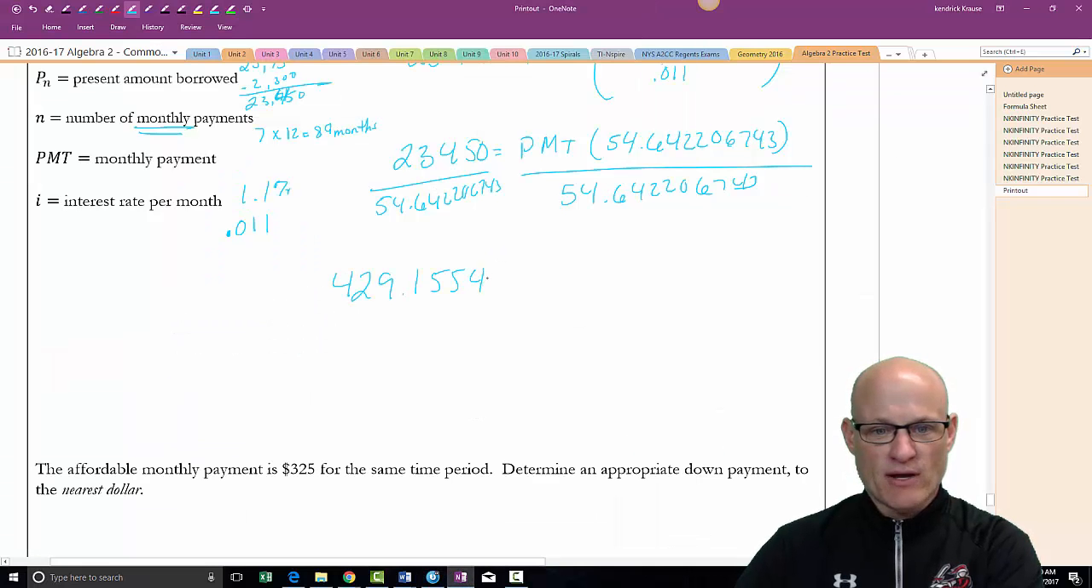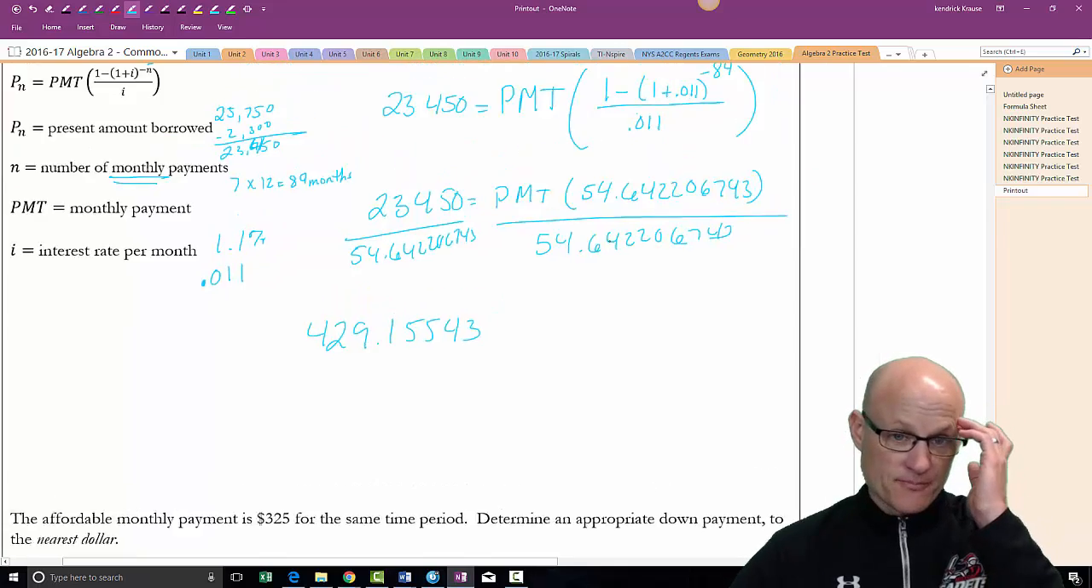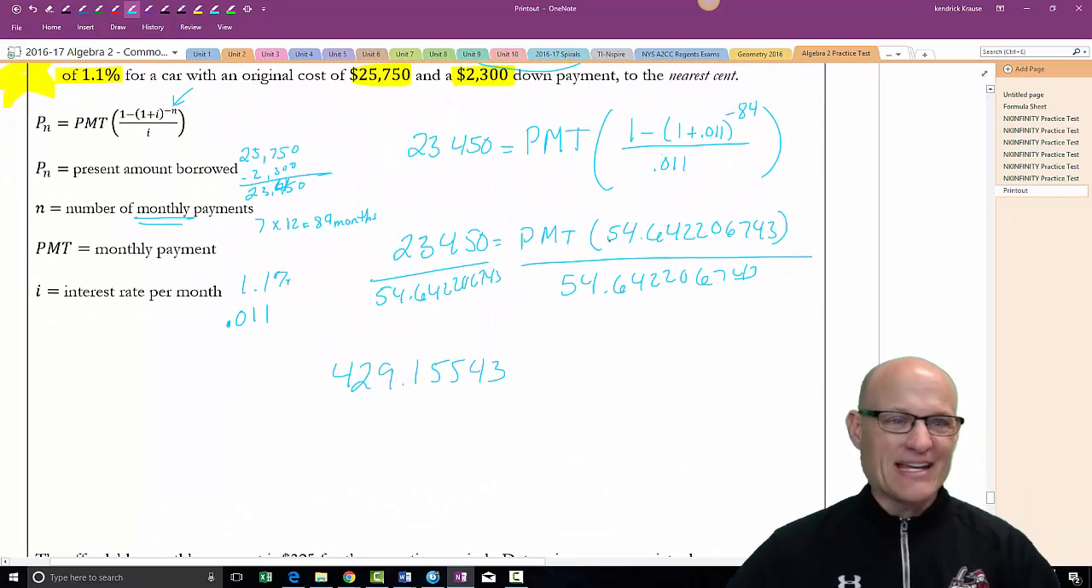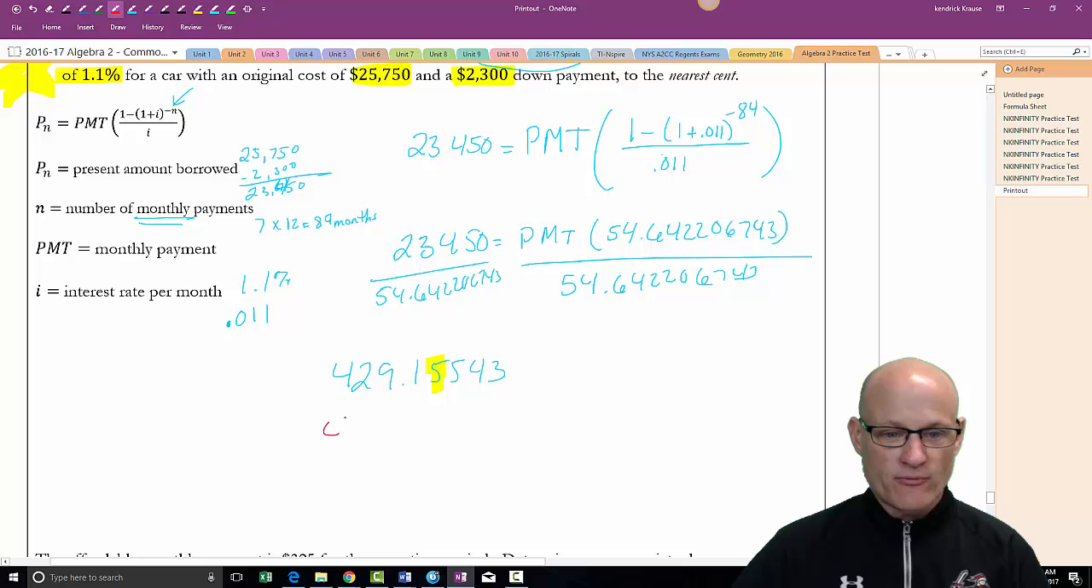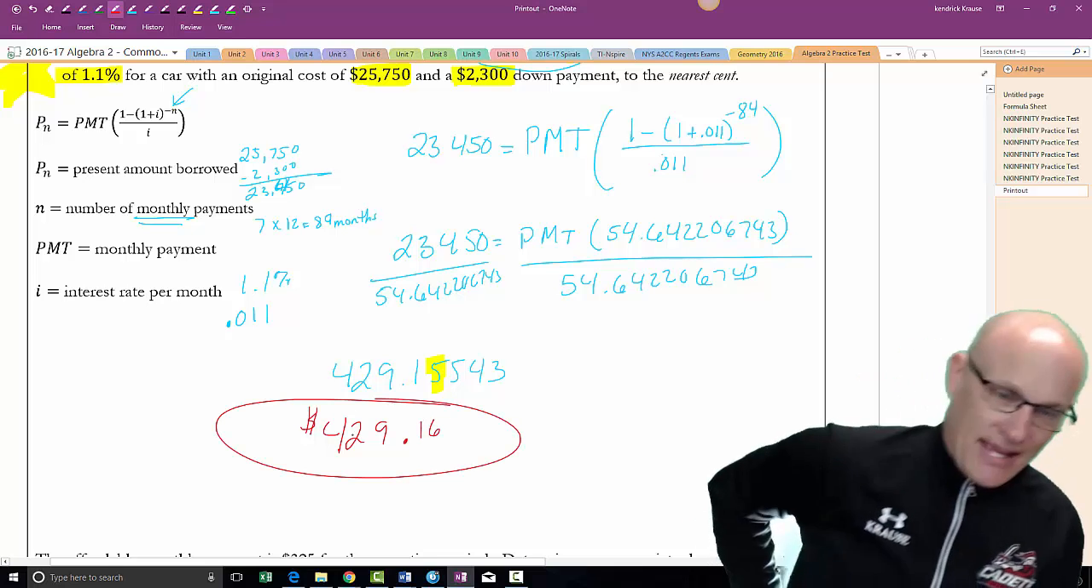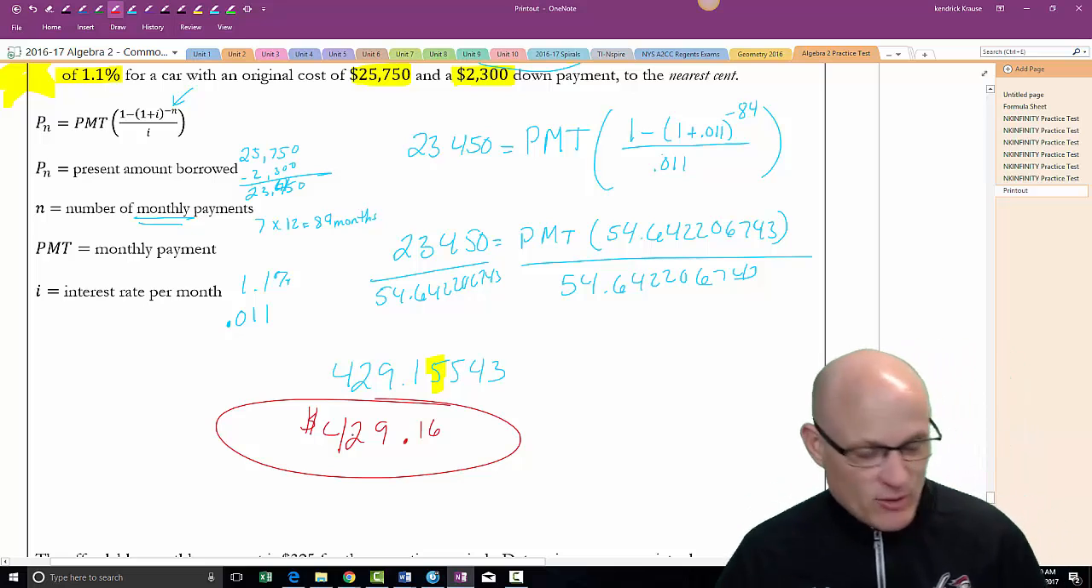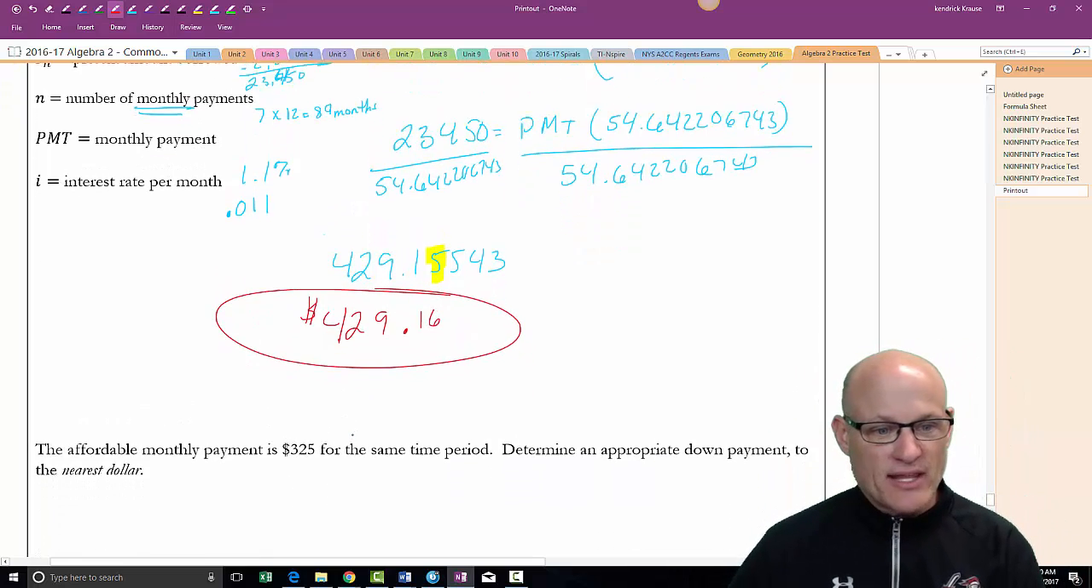429.15543. Now my guess is we're going to round this to money, but I'm not sure. Round to the nearest penny. Now penny is 2 decimal places. Now if you did all that work and wrote $429.15, you'd be wrong. It's 16 cents. Man, you get all that great work and then you screw up a point there because of that.